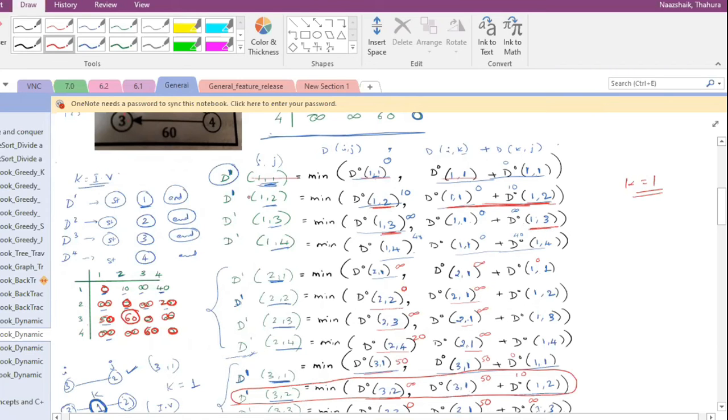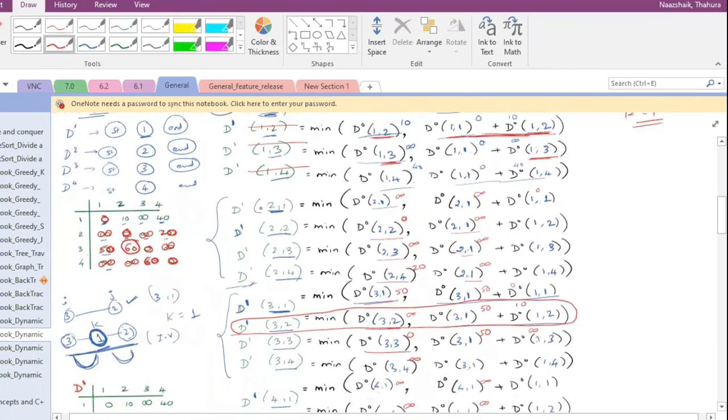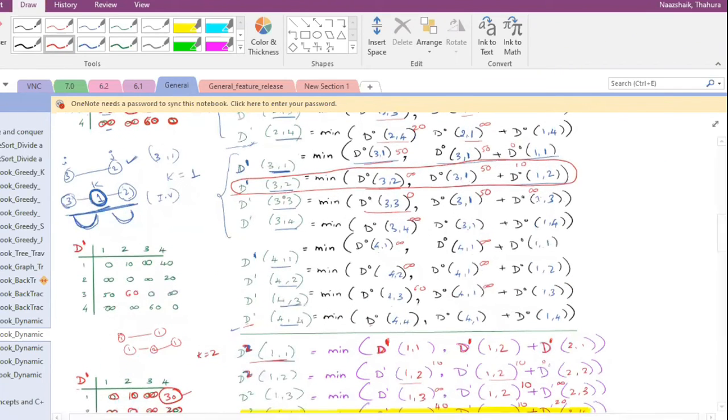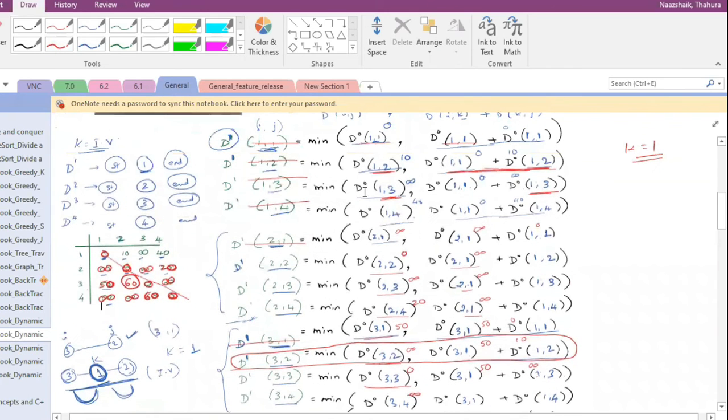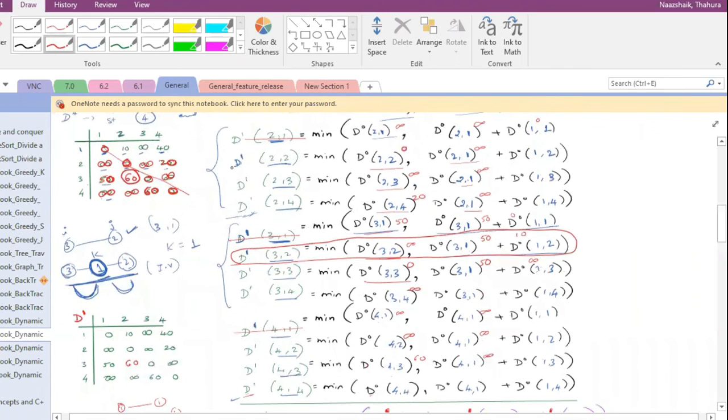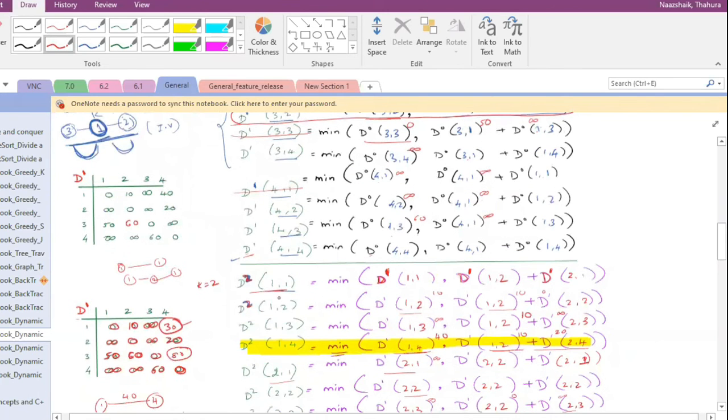So you can actually skip this. Wherever 1 is there, you can skip this. Here also, wherever 1 is there, you can skip this. And wherever 1 is there, you can skip this. And also all the diagonals you can skip. Here, all the diagonals you can skip. That means 1, 1, 2, 2, 3, 3, and 4, 4. This way you can do some optimization.